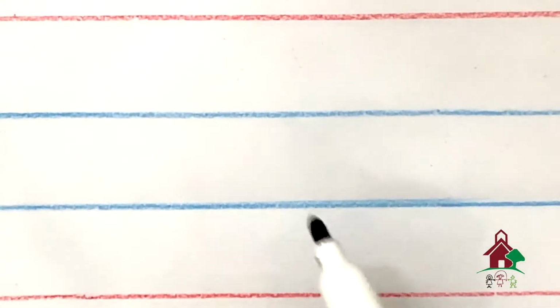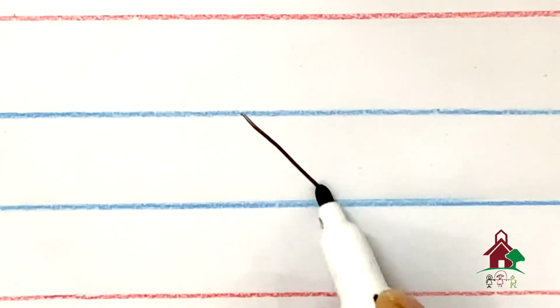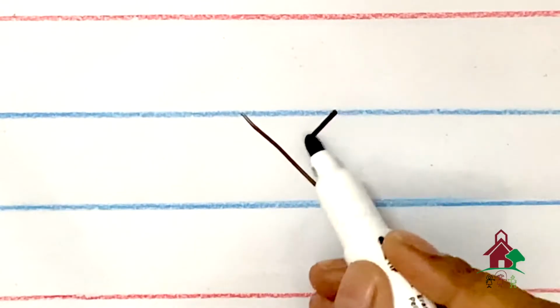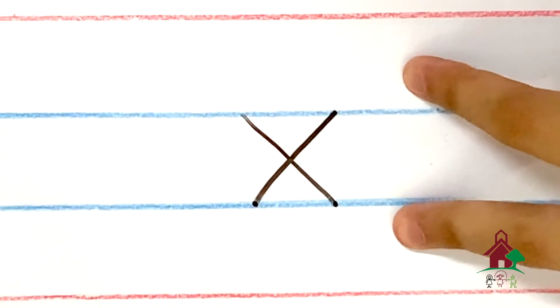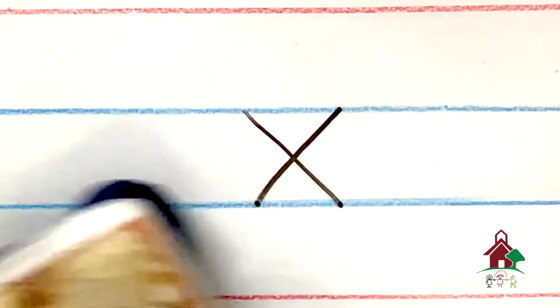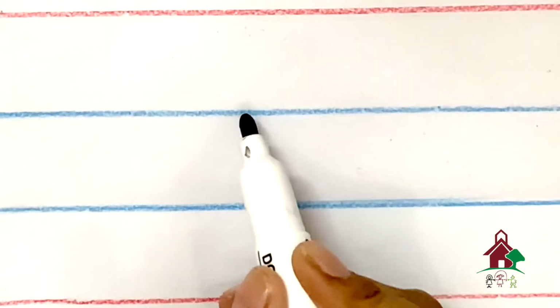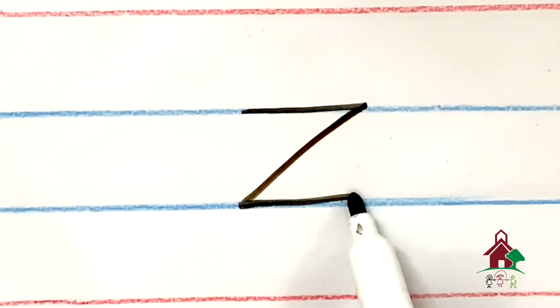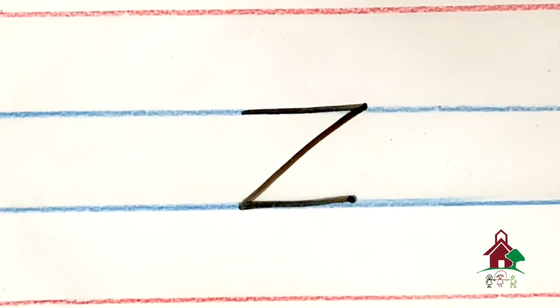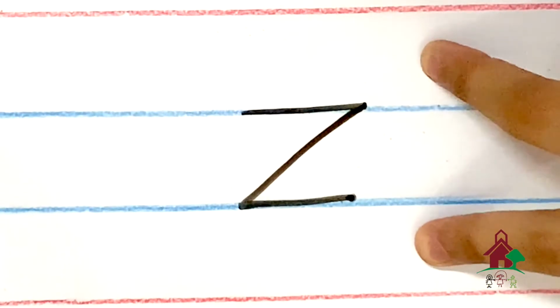Let's write x. Make a slant line and a line across. X. X comes between the two blue lines. Next we have z. Make a straight line, slant and again straight. Z. Z comes between the two blue lines.